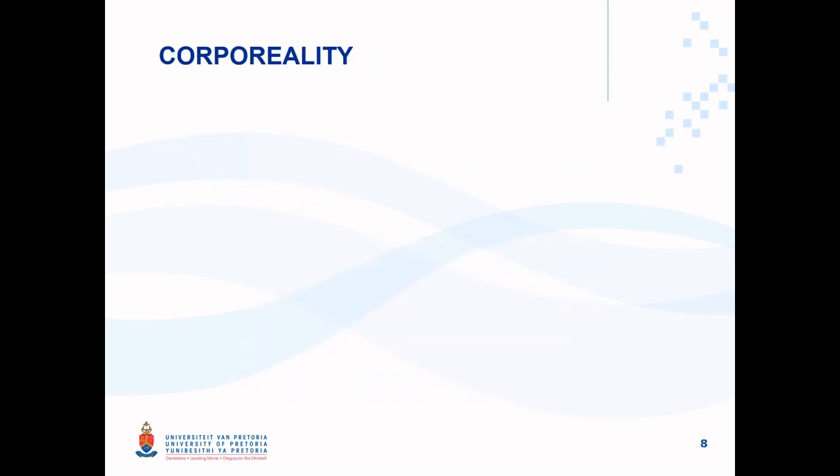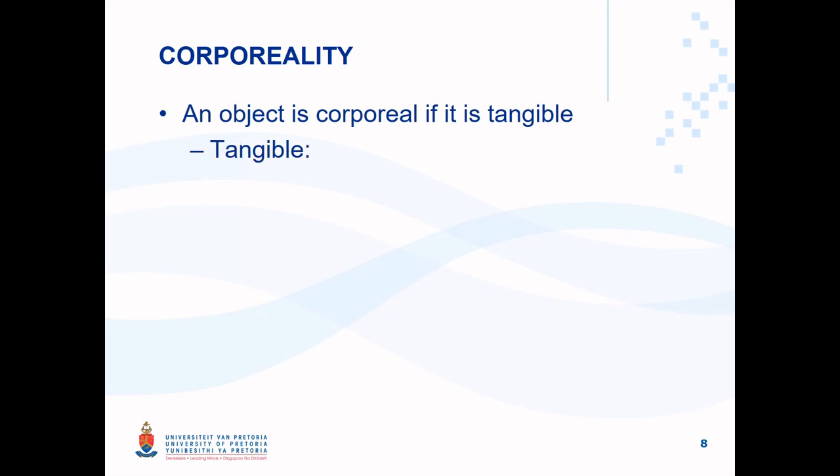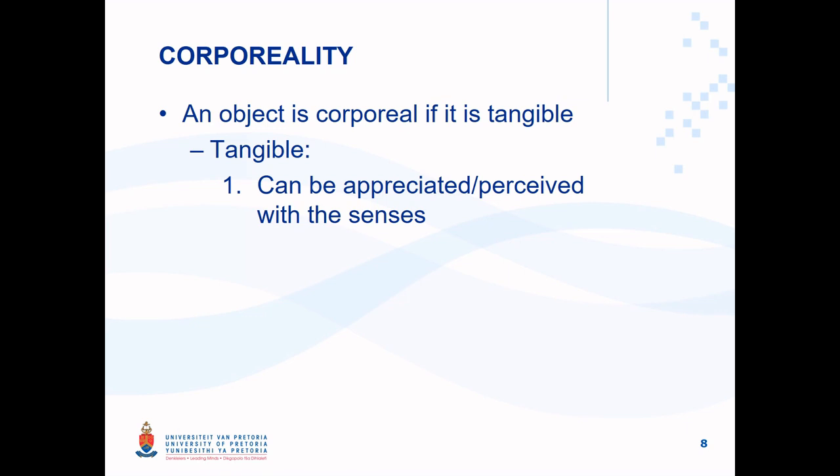The second characteristic of a thing is corporeality, and it must be noted that it is a controversial characteristic. Before we get to the controversy, let's first get a good understanding of and grasp of the concept of corporeality. So what does corporeality entail? An object is corporeal if it is tangible. An object is tangible if it can be appreciated with the five senses and if it takes up space.